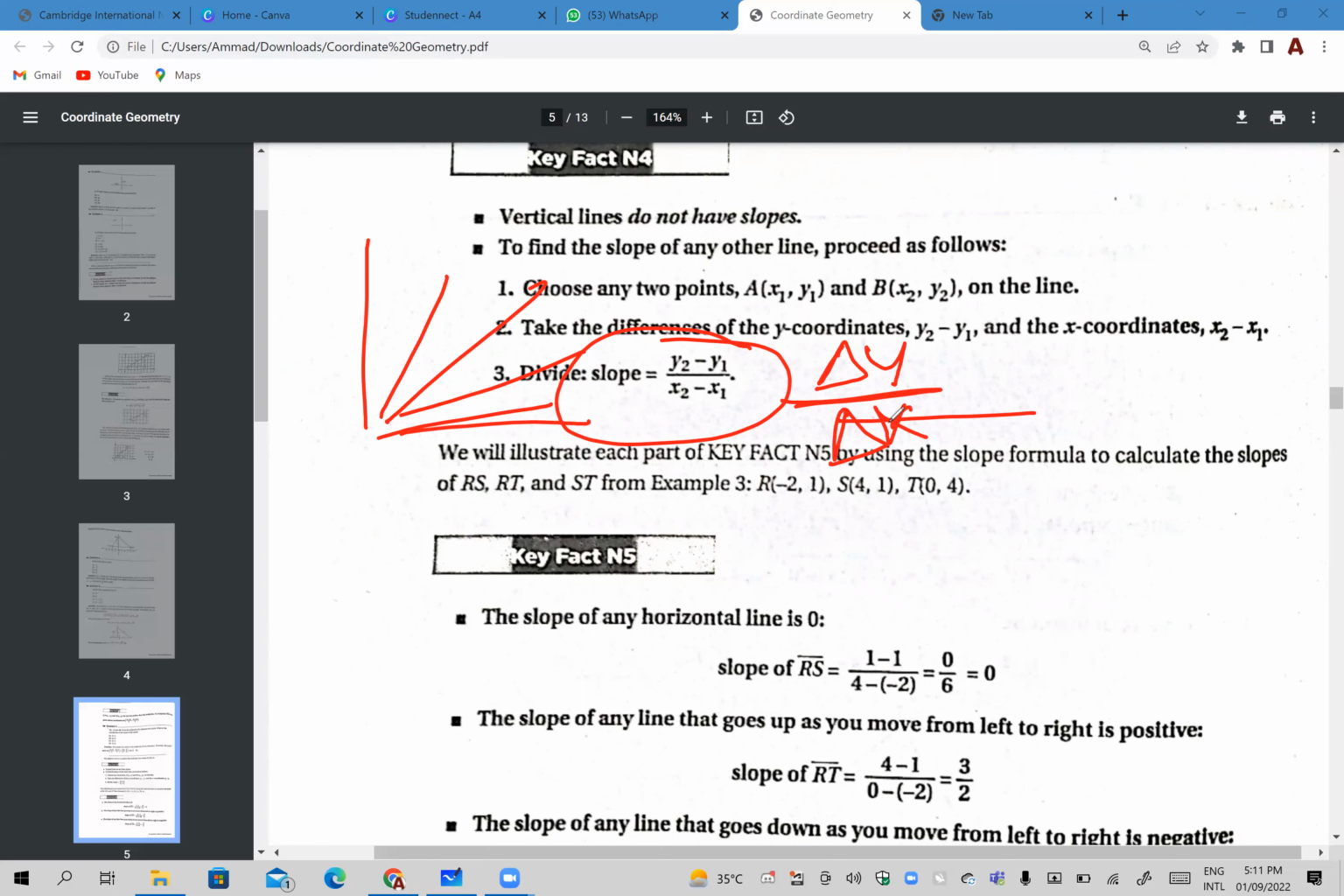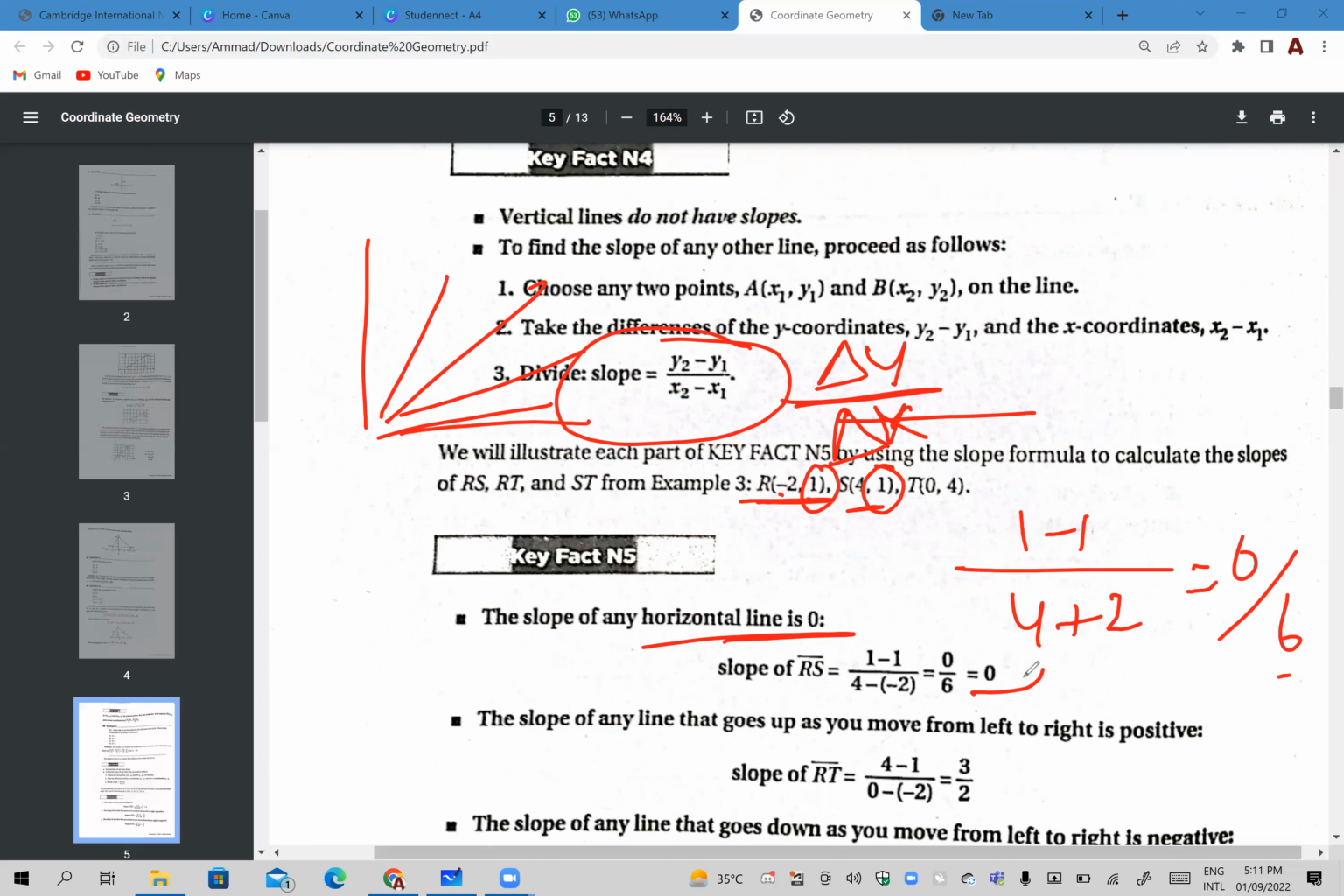For instance, if you have a horizontal line, the slope is 0, we have already studied that. Say you are given line RS. R's coordinates are -2, 1, and S's are 4, 1. So y2 minus y1 is 1 minus 1, which is 0. x2 minus x1: x2 is 4, x1 is -2, so plus 2, which is 6. 0 by 6 is 0, so the slope also comes out as 0.